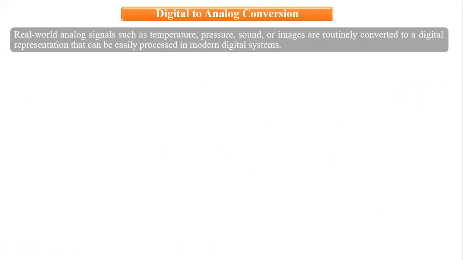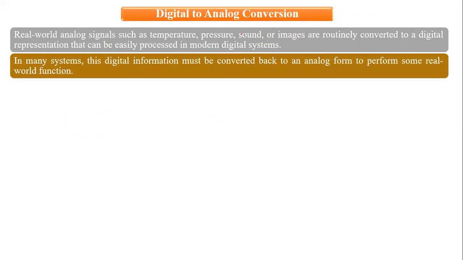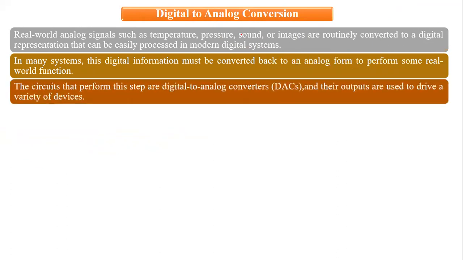So, real world signals such as temperature, pressure, sound, or images are routinely converted to a digital representation that can be easily processed in modern digital systems. So, this is what we have been talking about in this concept. Now, in many systems, the digital information must be converted back to an analog form to perform some real world functions. The circuits which convert the digital signal into an analog signal are known as digital to analog converters, right?